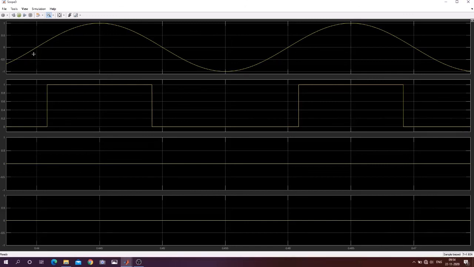You could see that from here to here, from this point to this point it is 360 degree. So from here to here it is 180 degree, and the gate pulse is lesser than 180 degree. Here 15 degree is not taken, and here also 15 degree is not taken. The same thing happens with the other gate pulse also in positive half cycle. And in negative half cycle, this gate pulse is not needed.